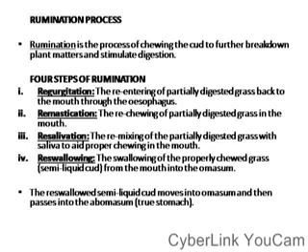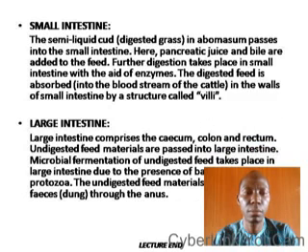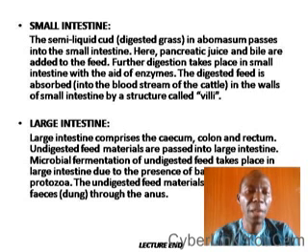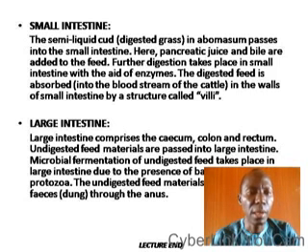The re-swallowed semi-liquid cud moves into the omasum and then passes into the abomasum that we call the true stomach. The next stage is the small intestine, that is, the digested grass in the abomasum passes into the small intestine. Here pancreatic juice and bile are added to the feed. Bile simply means a green alkaline liquid.